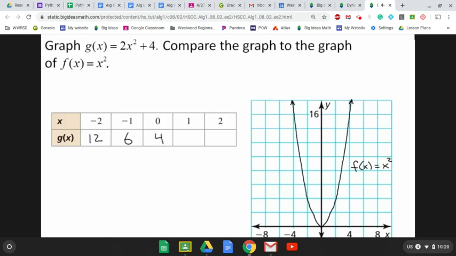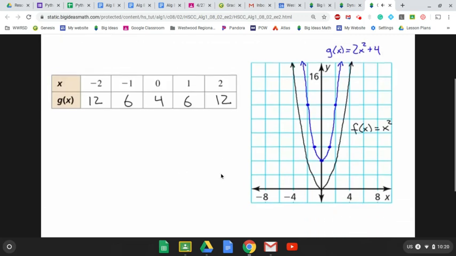When x equals 0, g of x equals 4. When x equals 1, g of x equals 6. And when x equals 2, g of x equals 12. Next, plot the ordered pairs negative 2, 12, negative 1, 6, 0, 4, 1, 6, and 2, 12. Then draw a smooth curve through the points.